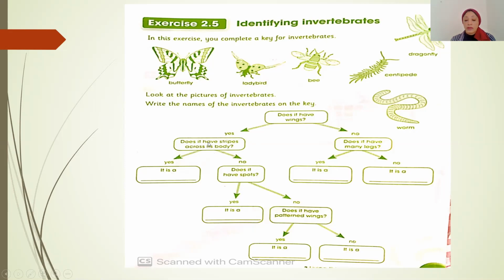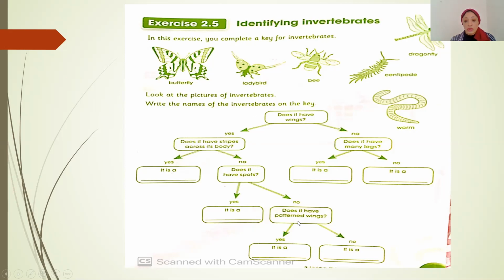So let's go to another question that will help you to know what invertebrate I'm talking about. Does it have stripes across its body? If the answer is yes, the answer will be the bee. It has stripes across its body. If the answer is no, does it have spots? If the answer is yes, it will go to the ladybird.